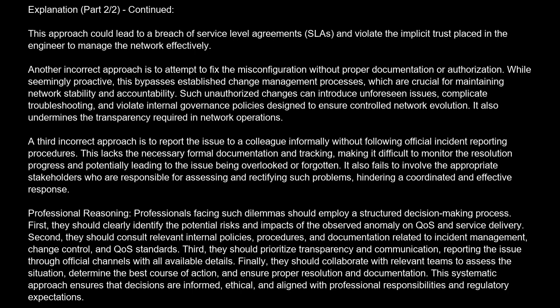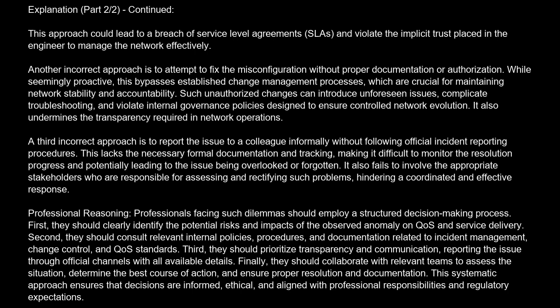Another incorrect approach is to attempt to fix the misconfiguration without proper documentation or authorization. While seemingly proactive, this bypasses established change management processes, which are crucial for maintaining network stability and accountability. Such unauthorized changes can introduce unforeseen issues, complicate troubleshooting, and violate internal governance policies designed to ensure controlled network evolution. It also undermines the transparency required in network operations.